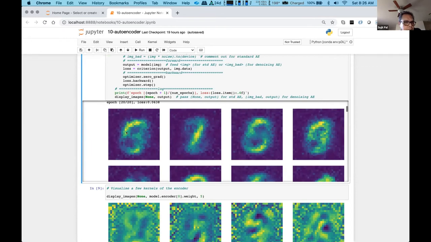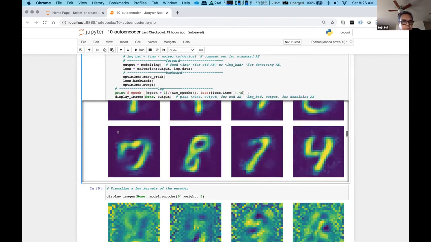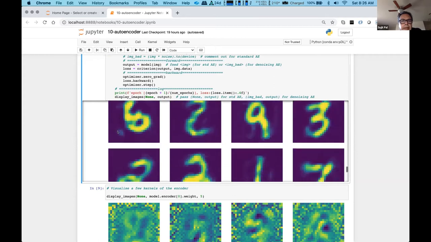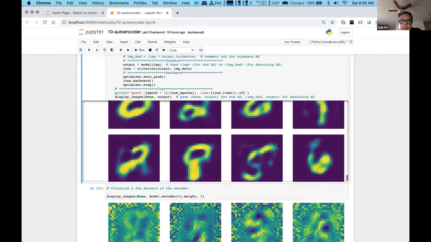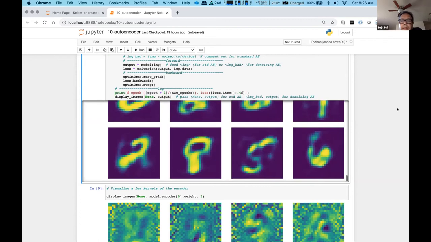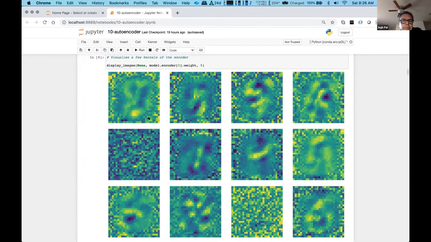And at the end of the first epoch, you see it's all blurry. And as you go down the epochs, it gets better and better and better. And at the end of 20 epochs, it looks almost readable, right? And he does the same thing with the encoder kernels. And again, you can see that some of them have learned some kind of very vague shapes, almost like filters, right?